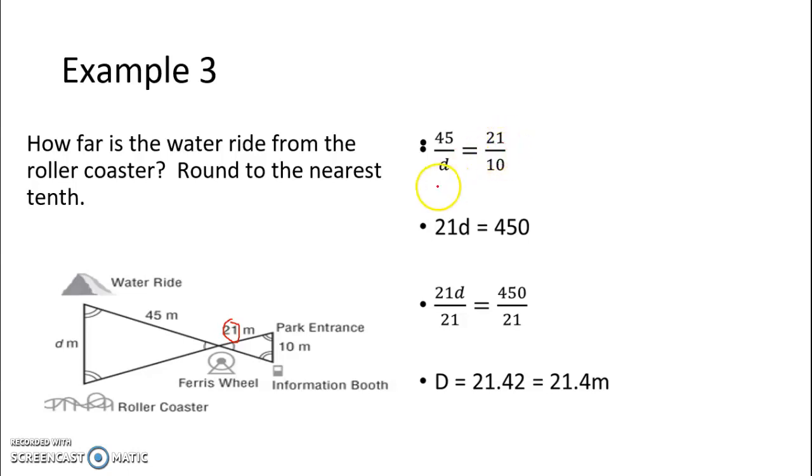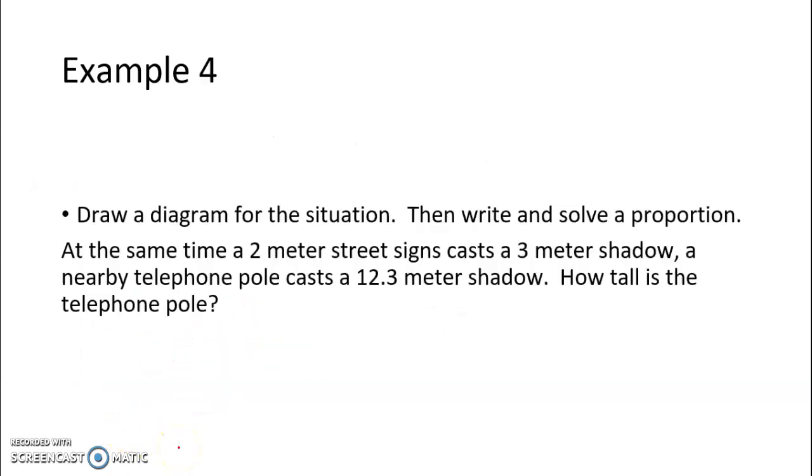We cross multiply again, 21 times D and 45 times 10, so then we would have 21D equals 450. Divide 450 by 21 and we get 21.42, and I rounded that to the nearest tenth because that's what the instructions say. So we find our answer of 21.4 meters, and that is how far the water ride is from the roller coaster. Yet that measurement was never found directly. We found it indirectly through these other numbers.